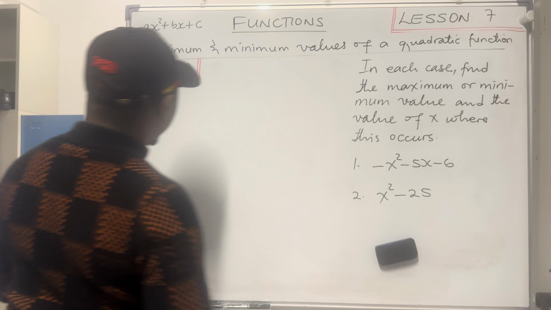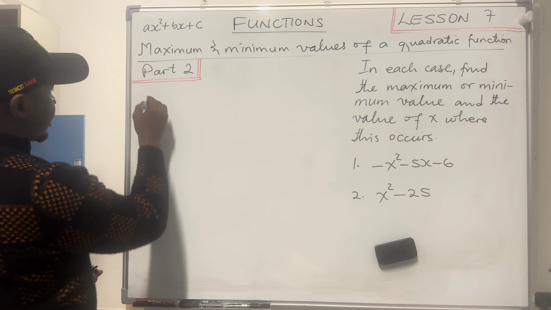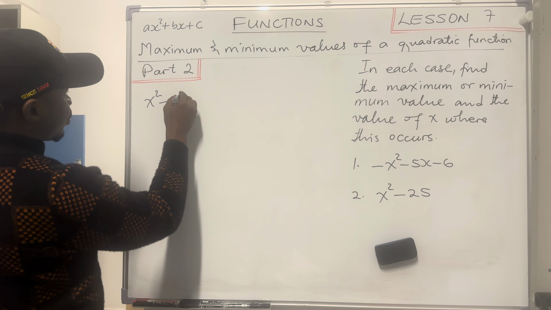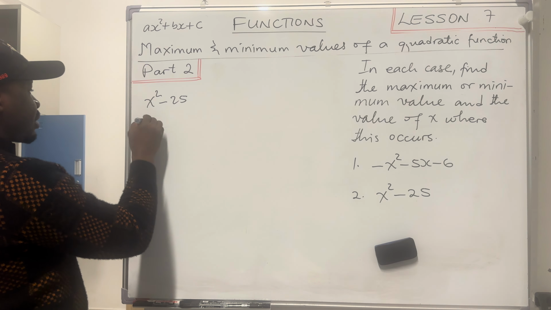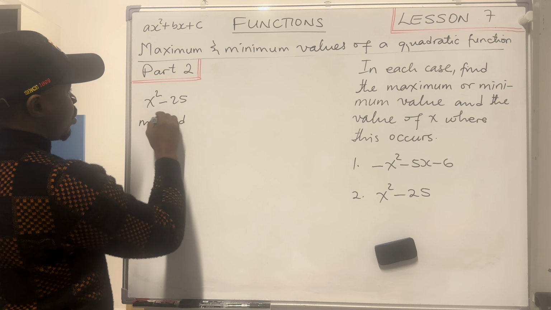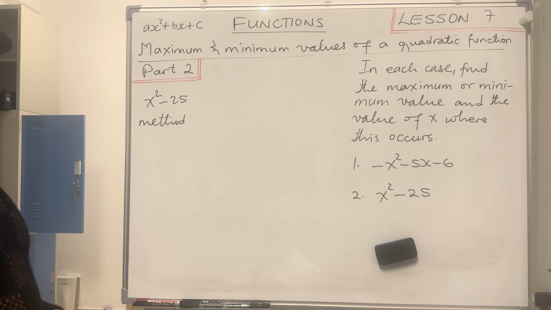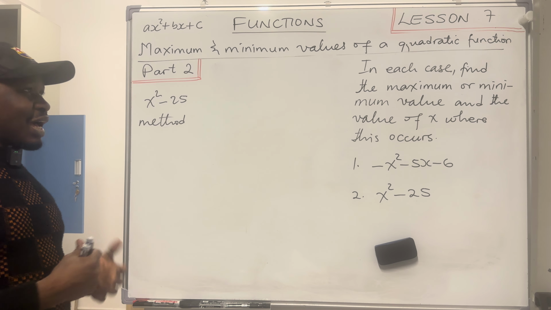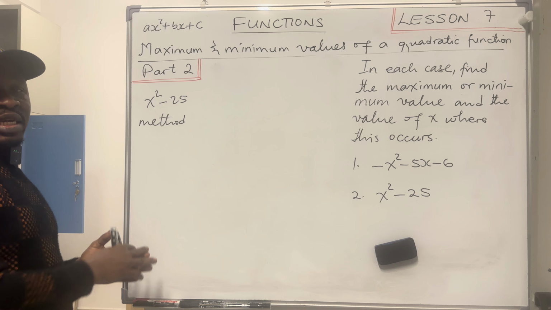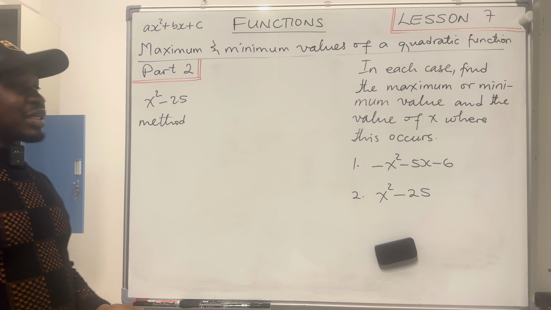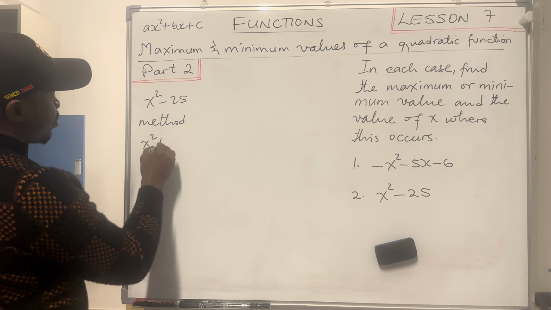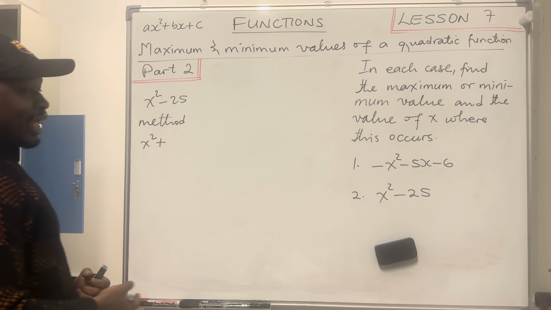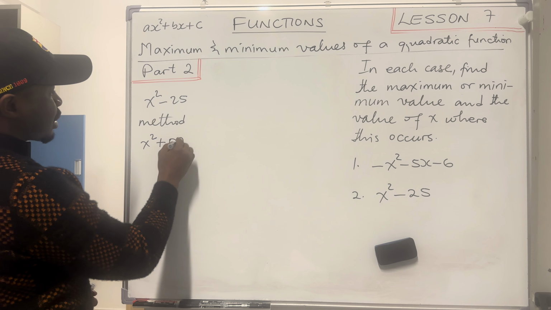All right. So problem 2 says x squared minus 25. But we want the first method to be the completing the square method. For completing the square, we need two terms, a squared term and a term with x. So we say x squared plus, there is no term in x, so we can say plus 0x.